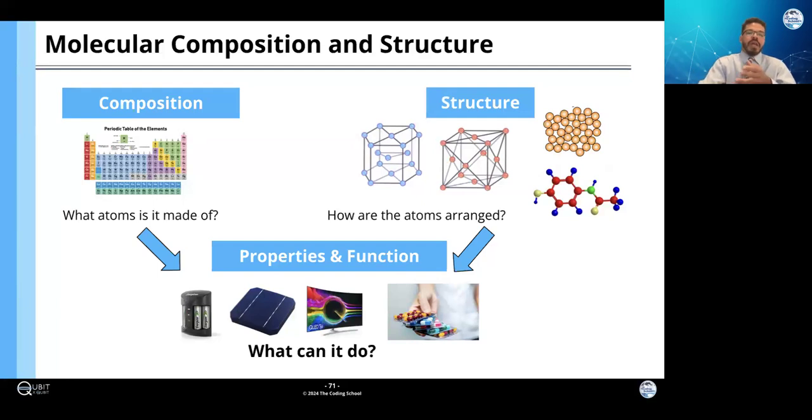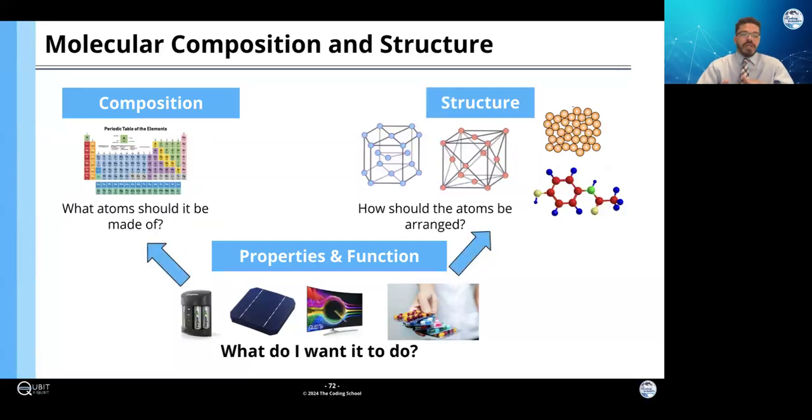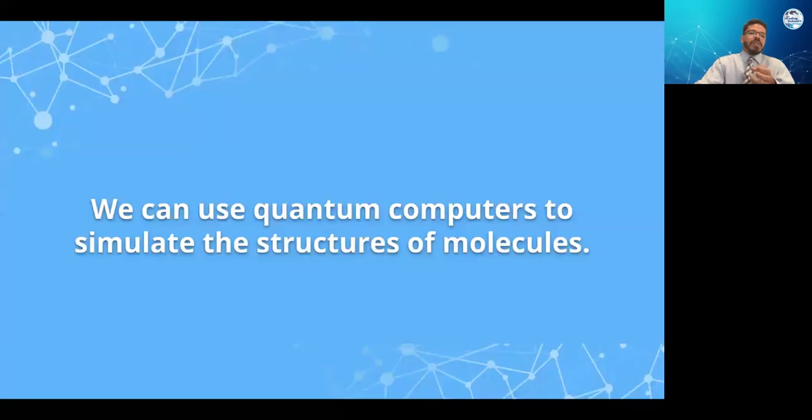Now, however, efficient molecular simulation is going to let us go backwards. What do you want it to do? Well, if you can simulate it efficiently, then you can figure out, okay, what atoms should it be made of and how should I put them together? And so we could use quantum computers to simulate the structures of molecules and thereby figure out, if I have some goal I want, what material should I pick and how should I arrange them?